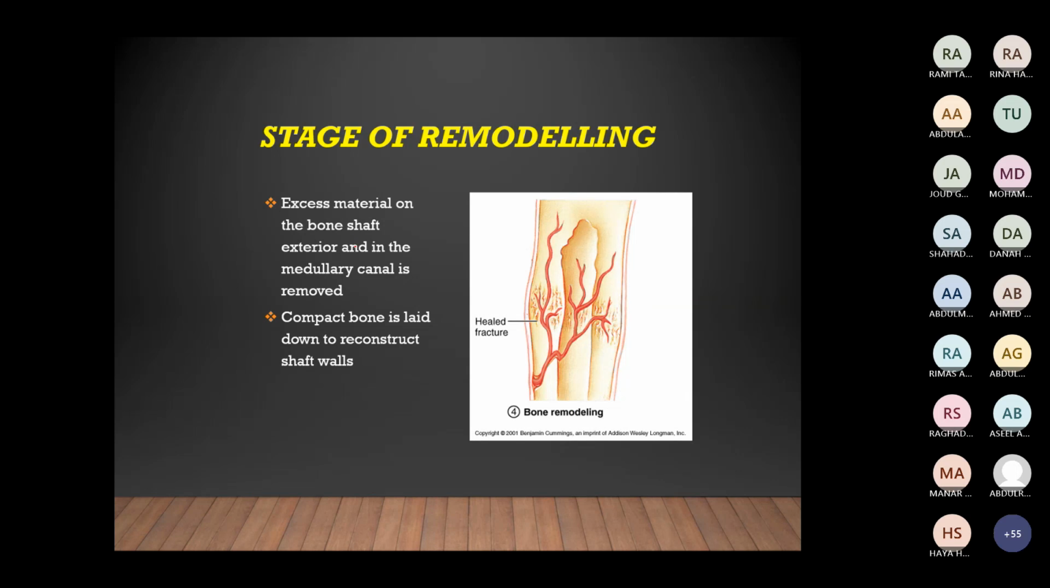Excess material on the bone shaft exterior and in the medullary canal is removed. All the excess material is slowly removed so that remodeling occurs. You know, models who want to show their faces nicely try to remove all those things on the face to make it perfect. Similarly, all the excess material is removed and the bone is remodeled, and compact bone is laid down to reconstruct the shaft walls. All the shaft walls become normal.